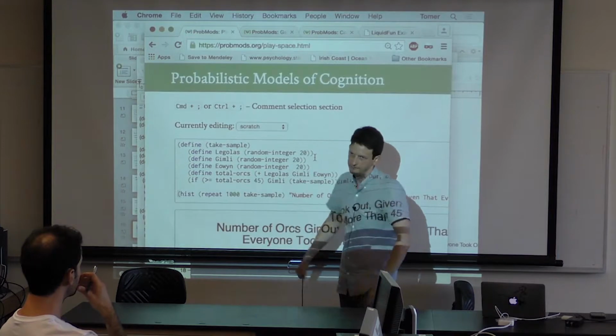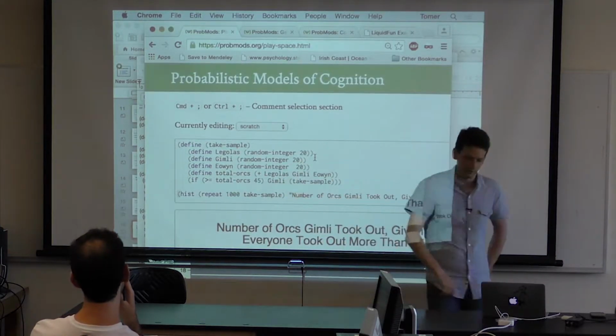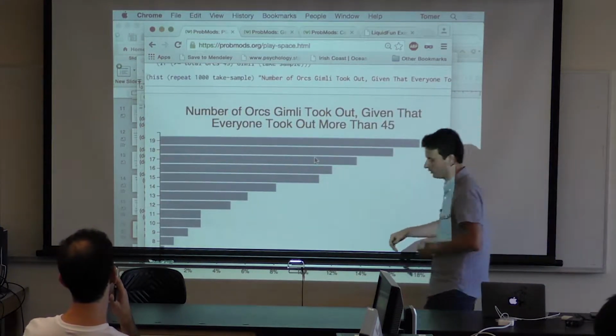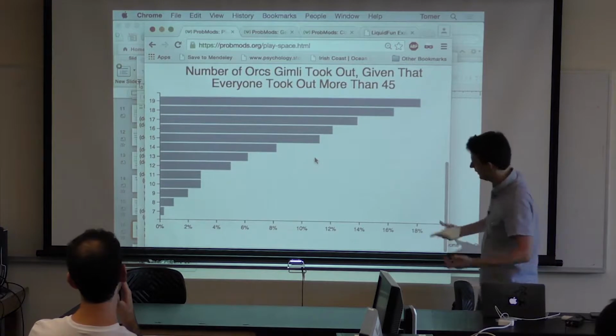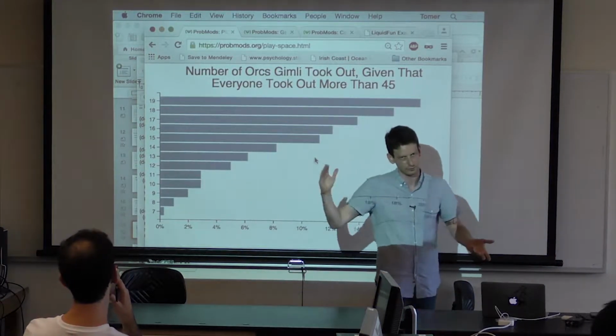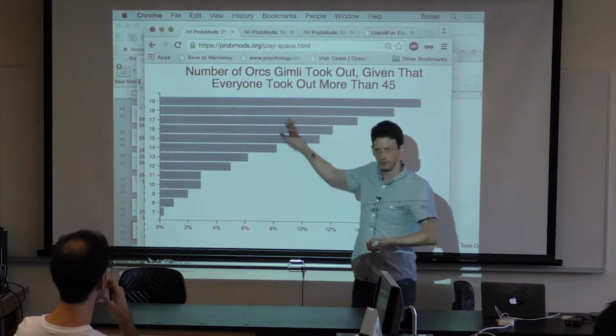If it didn't, try again. Okay. And now if we repeat this procedure 1,000 times, Gimli's count is probably no longer a uniform distribution. It's greater than 5 or whatever. It's going to be 0 on that, because if he took out 0, they're never going to get to 45, right? And it's probably going to be skewed in this direction.